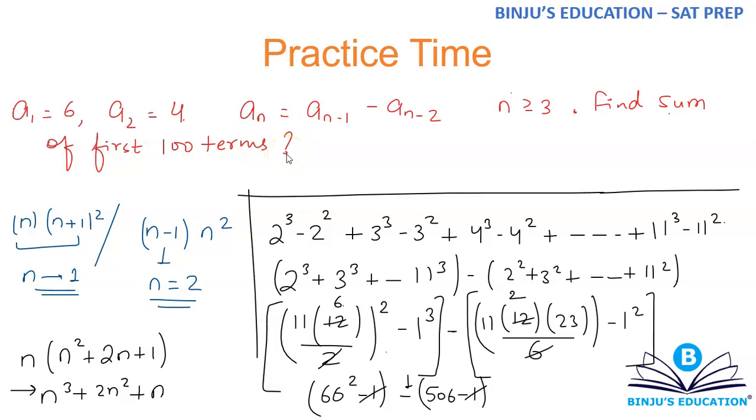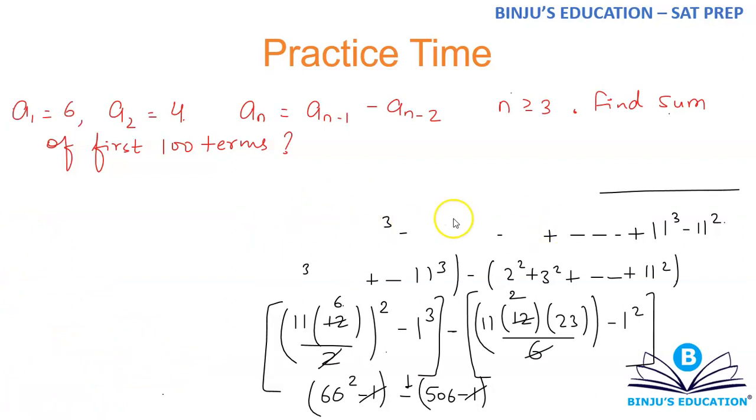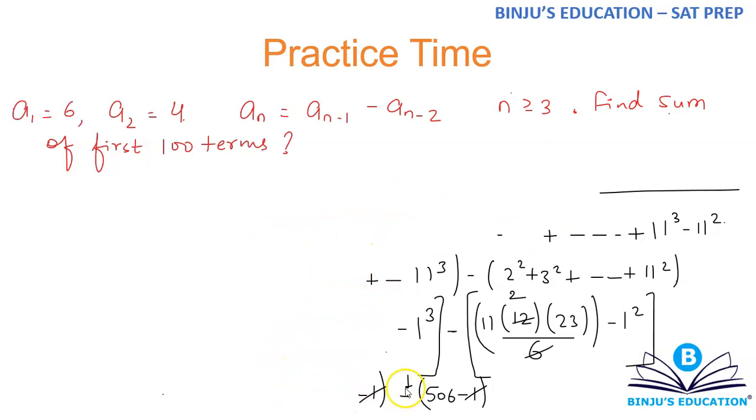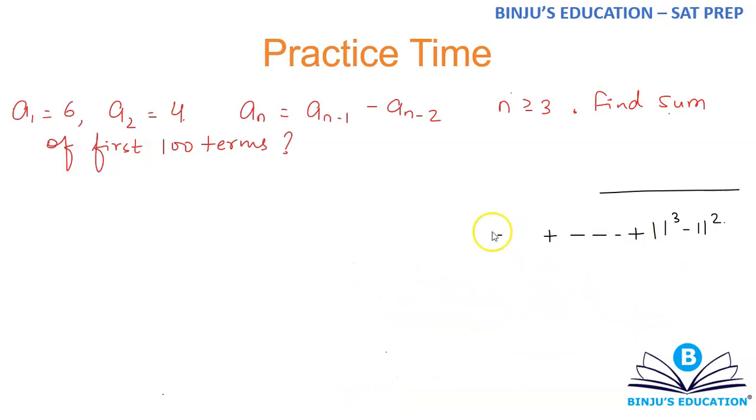First term is 6, second term is 4. Any term greater than or equal to 3 can be represented as an minus 1 minus an minus 2. You need to find the sum of first 100 terms. Okay, so try this question. In the meantime, I'm gonna rub off whatever is extra on my board. Alright, let's draw this question now.